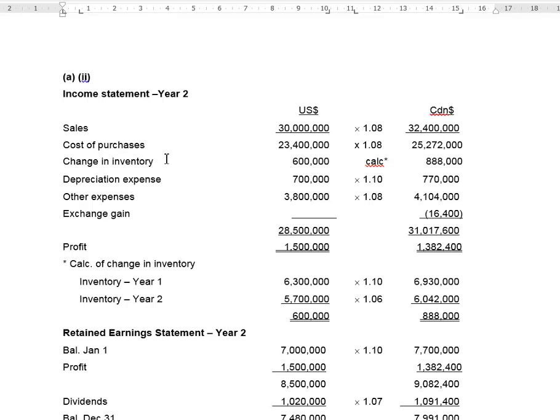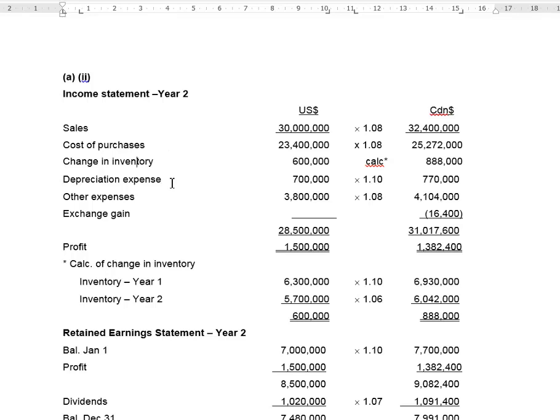We also know purchases, for the same reason, are translated at the average rate, and 23.4 million again was given to you in the question. Now you might recognize these two amounts here, cost of purchases and changes in inventory. That's the same as beginning inventory plus purchases less ending inventory. So your change in inventory is your beginning less your ending inventory. Those two numbers together will give you your cost of goods sold.